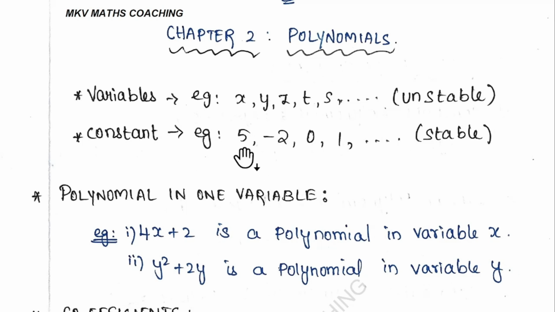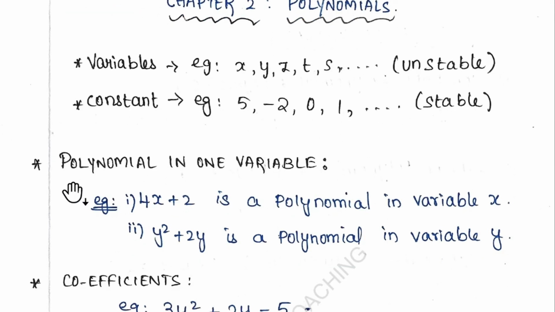For example, the numbers 5, -2, 100, 1000. These are numbers which have a fixed value. That is a constant. A constant is stable, it never changes. Variables always change; that is unstable. Okay, so the next topic is polynomial in one variable.